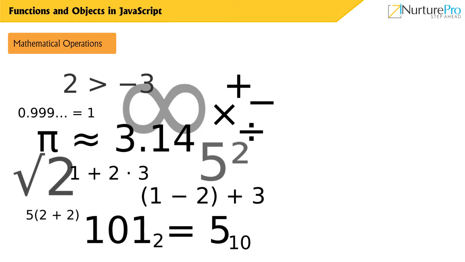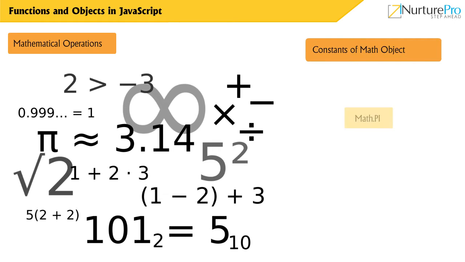The Math object in JavaScript assists in performing mathematical operations. The Math object is supported by several constants and methods. The constants which support the Math object are Math.PI, which returns the value of the mathematical constant PI, and Math.sqrt(16), which returns the square root of 16.